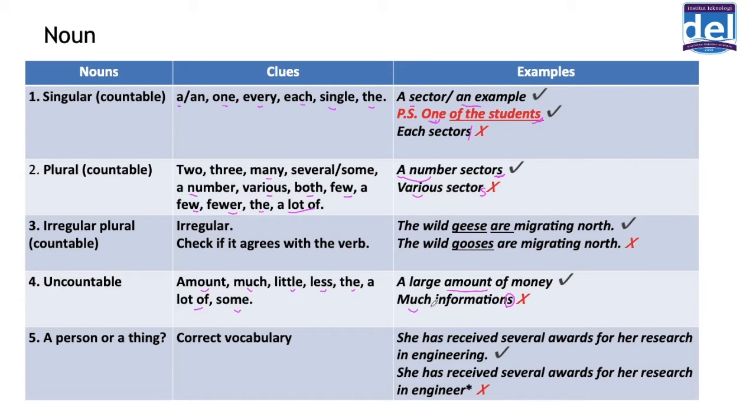Then the last thing that you should be aware of is whether the noun is a person or a thing. The clue is that you should check the vocabulary whether it is correct to show a person or to show a thing. What you can do is to check the meaning. For example, in here, this is correct, but take a look at the second example. She has received several awards for her research in engineer. This example is incorrect because of this word. Engineer is a person, while in here we need a thing telling about the field of engineering. Once again, check the meaning, whether it makes sense or not.